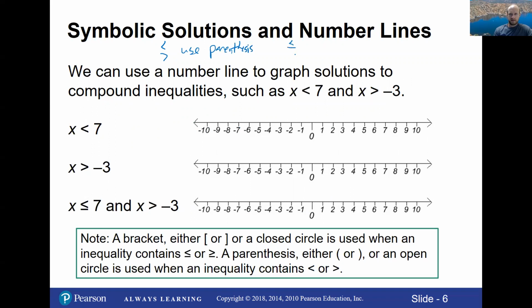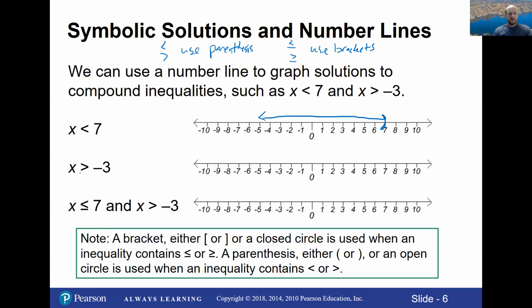Okay, if I have a less than or equal to or greater than or equal to, I'm going to use a bracket. Okay, so to graph it, x is less than 7. That's going to be everything over here, right? And then it's going to stop at 7, not including 7. So the reason I use a parentheses is because I don't want to include the 7. Okay, so that's a parentheses. And then that goes all the way down over there.